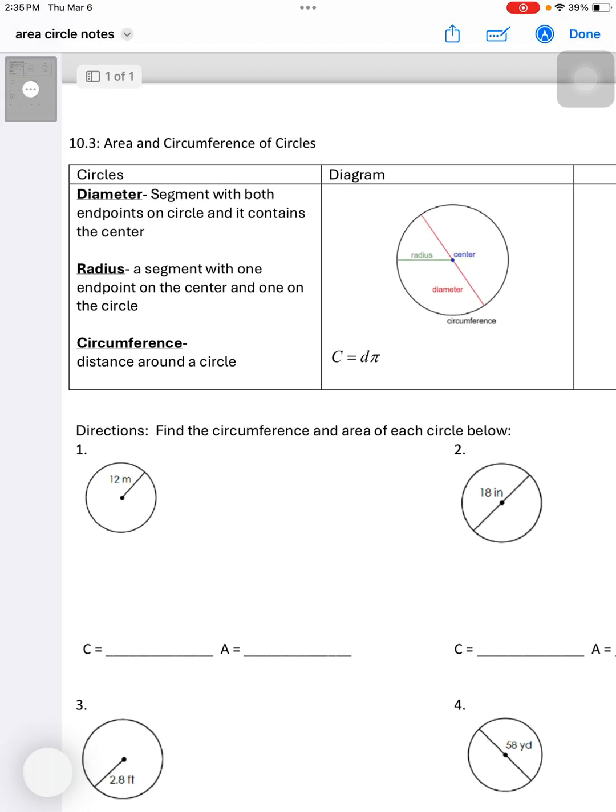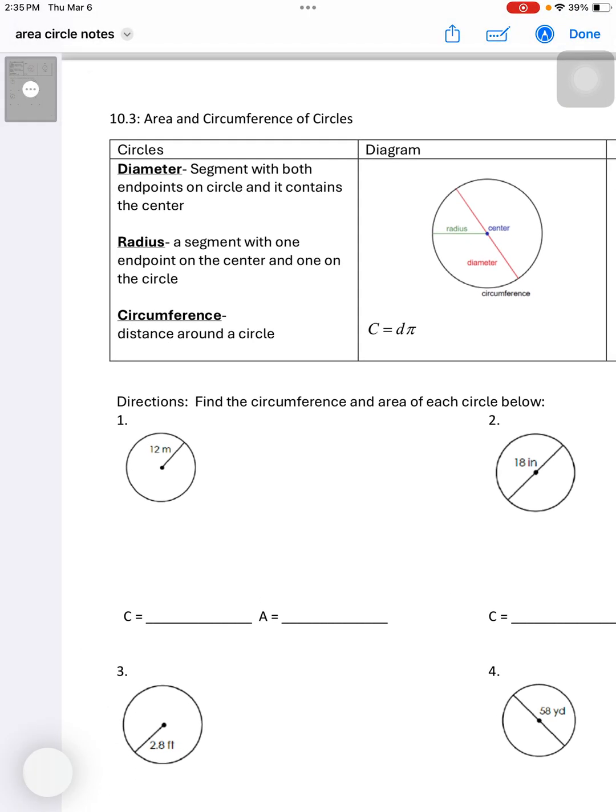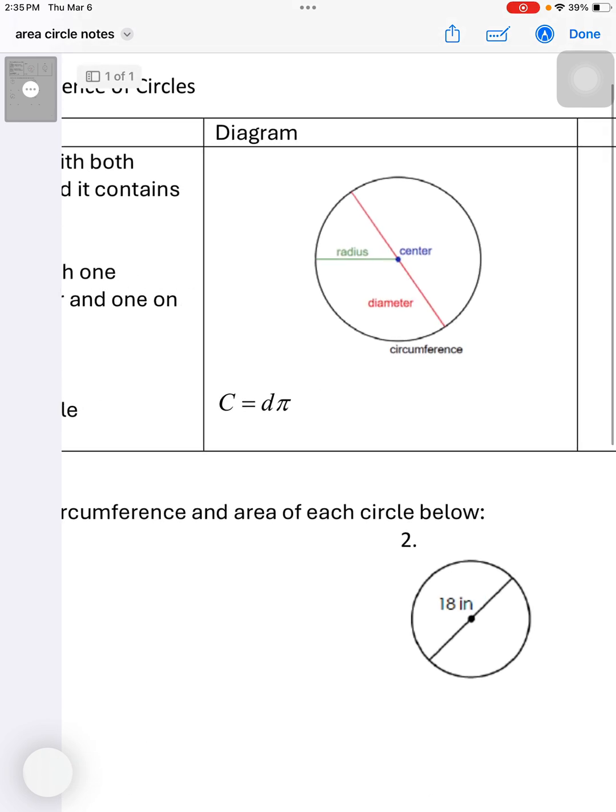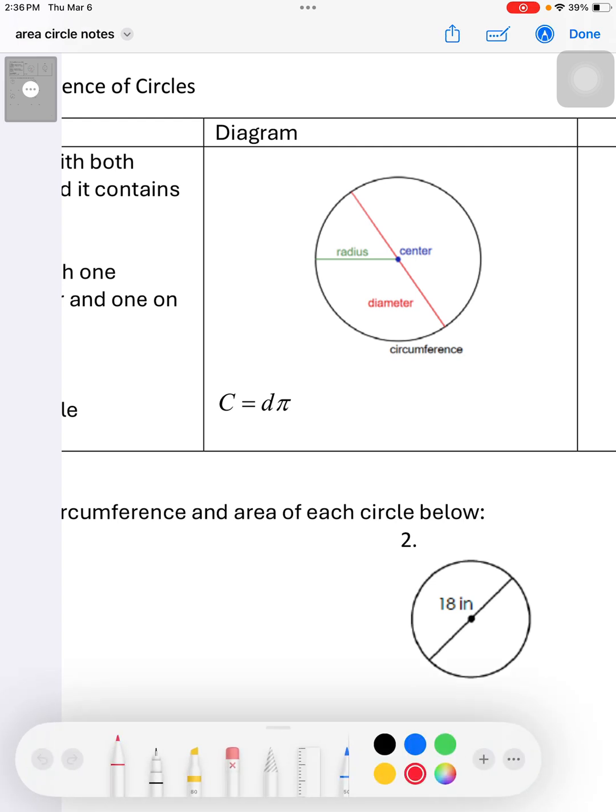In today's video, we are going to talk about area and circumference of circles. So let's talk about vocabulary. In a circle, we have a diameter, and this is a segment with both endpoints on the circle, and it contains the center. So looking at our circle, we are talking about the red. The endpoints are here, and it goes through the center.